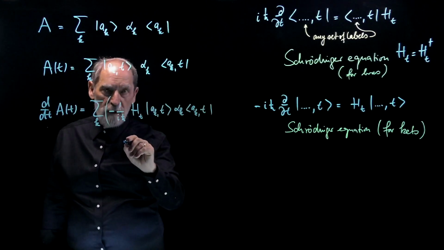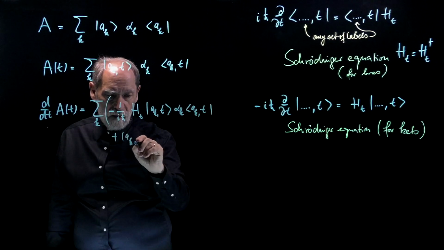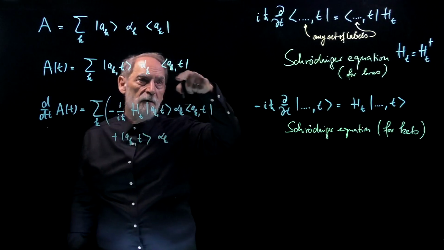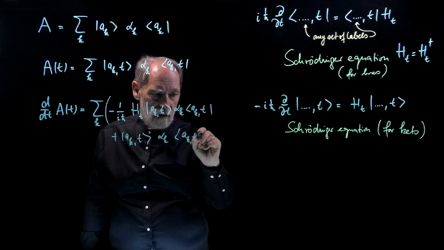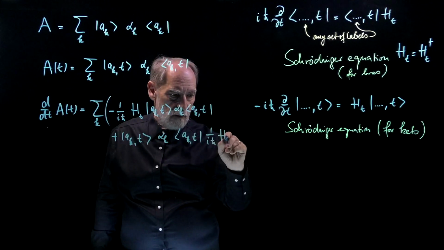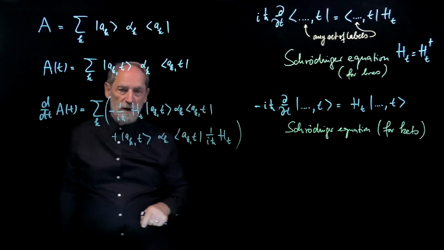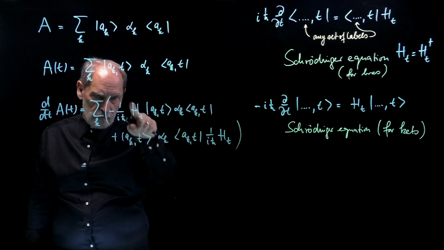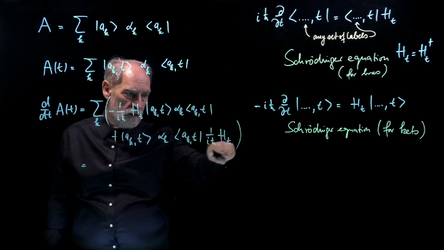And then when we differentiate the bra, the ket is unchanged. The alpha k doesn't depend on time. And now for the bra, we get the bra, and then it is 1 over iħ, the Hamilton operator, acting from the right on the bra. But the summation does not affect this Hamilton operator factor here or there.